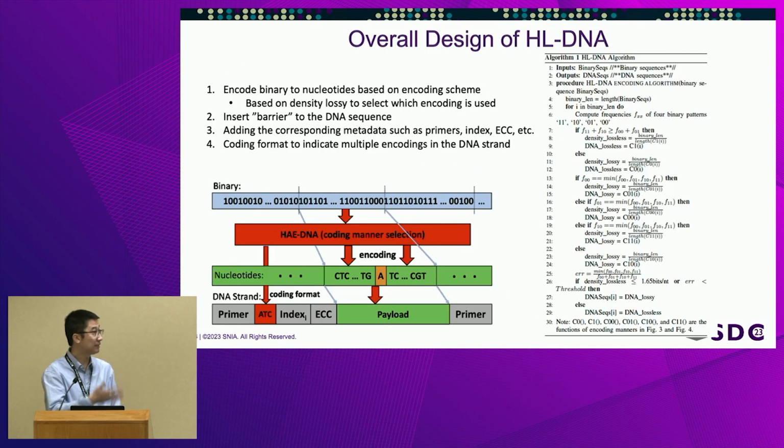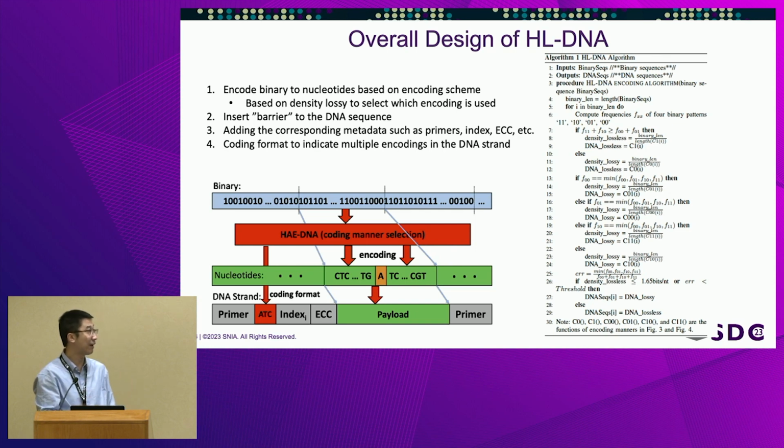And here is the overall design of HLDNA. The first step is to encode the binary to nucleotides based on the encoding schemes, using the density loss to select which encoding is used. We propose 6 encoding schemes, and there's a trade-off between the error and the encoding density. Following some equations in the algorithm, we select one encoding scheme for this partition or DNA string.